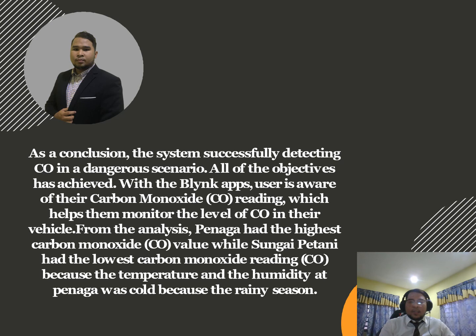From the analysis, Penaga had the highest carbon monoxide value while Sungai Petani had the lowest carbon monoxide reading because the temperature and the humidity at Penaga was cold because of the rainy season. However, the carbon monoxide readings at all three locations were less than 200 ppm, indicating that the areas were free of the poisonous gas. In the future, it is proposed that users use GPS to assist them in determining their location.